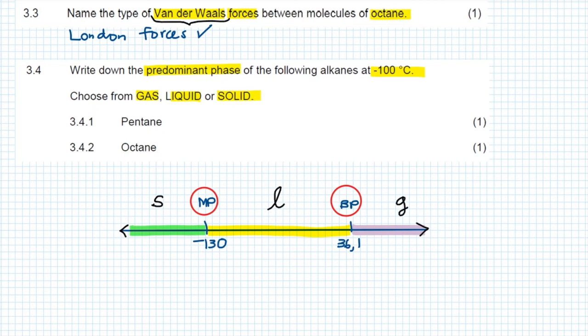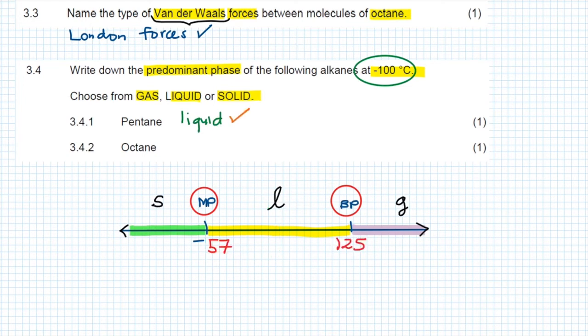So the temperature given to us is negative 100 degrees Celsius. Negative 100 is between the melting and boiling point. Therefore, the substance is in the liquid phase. And for 1 mark, we write down the word liquid.